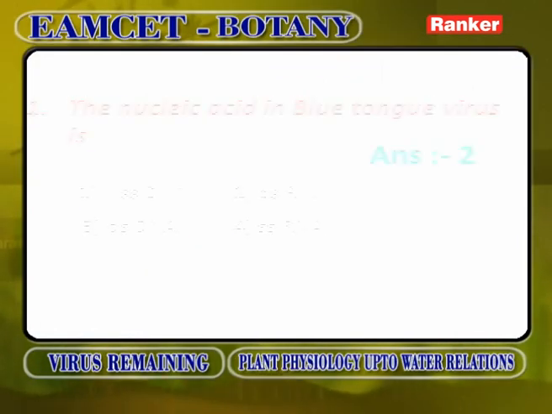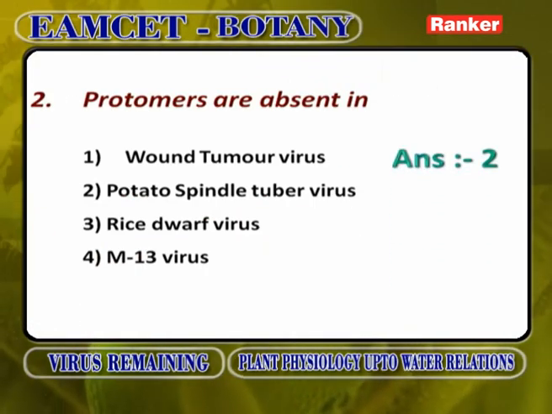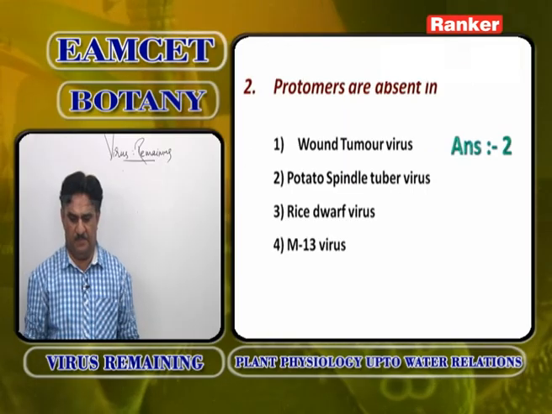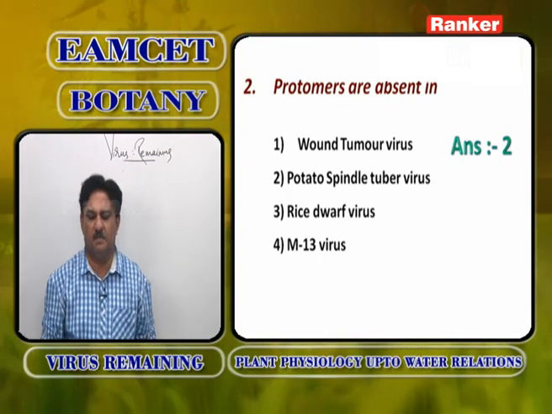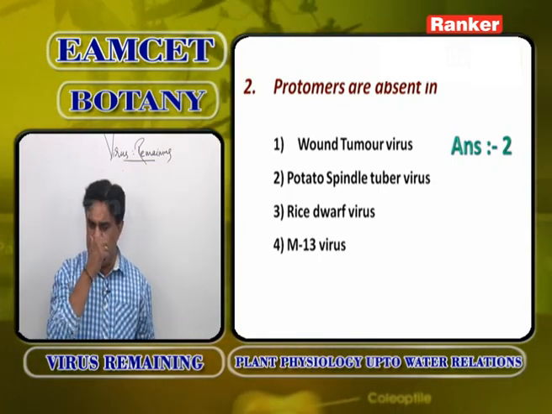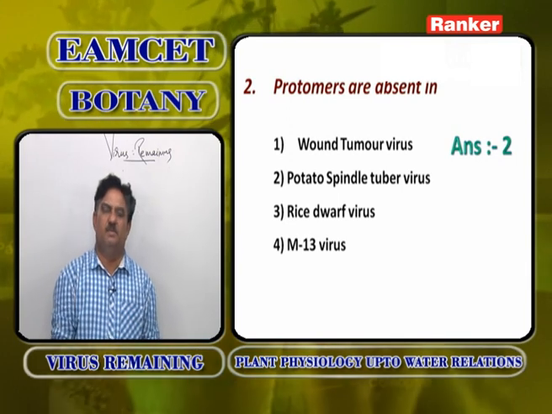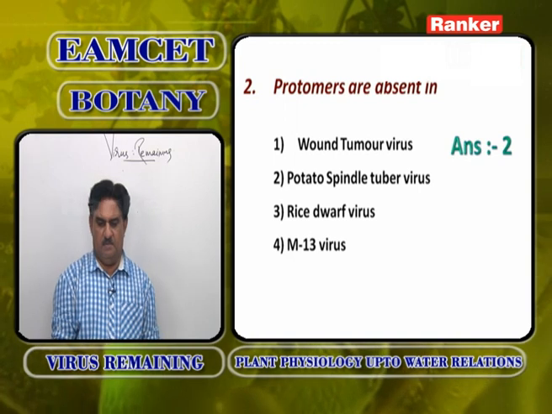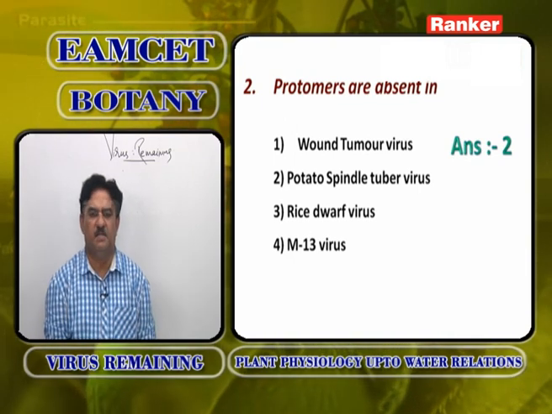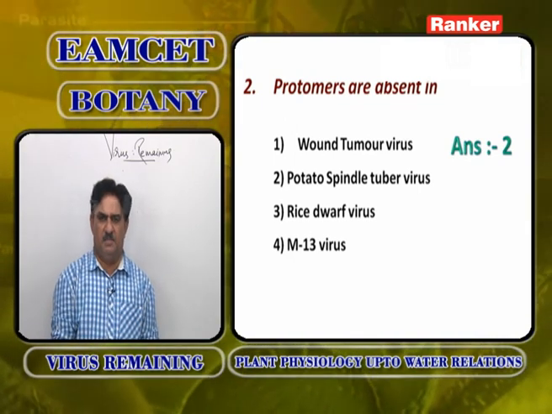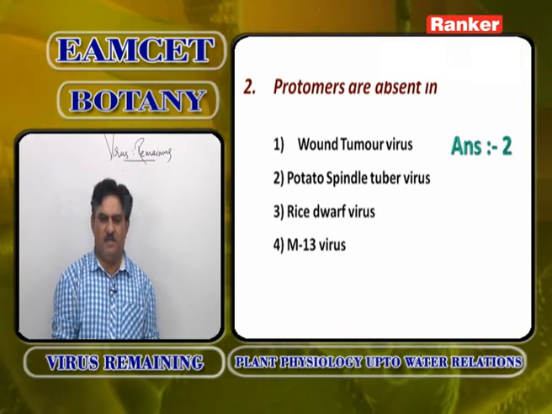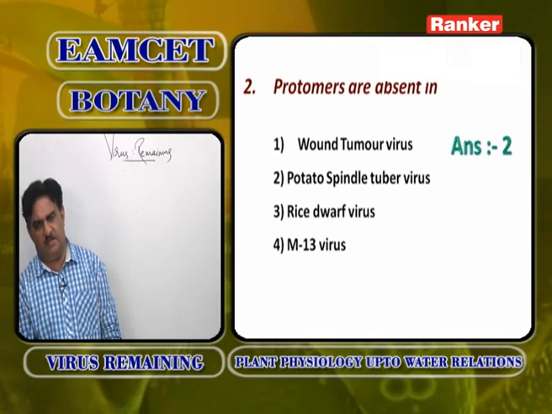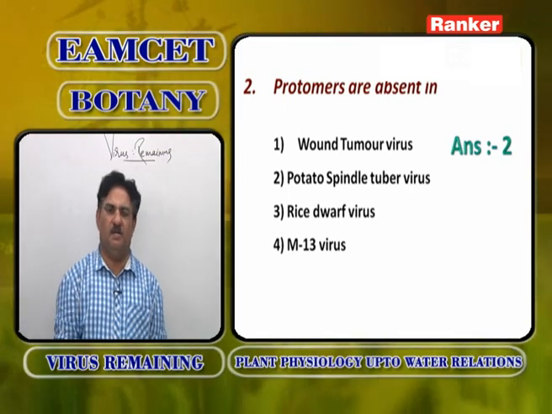Next, protomers are absent in. Protomers means capsomeres. The other name of protomers is capsomeres. So, protomers are absent in not wound tumor virus, because wound tumor virus is a complete virion with nucleic acid and capsomeres. Rice dwarf virus is also a complete virion with nucleic acid and capsid protein coat. M13 virus is also a complete virus with protein coat and nucleic acid.